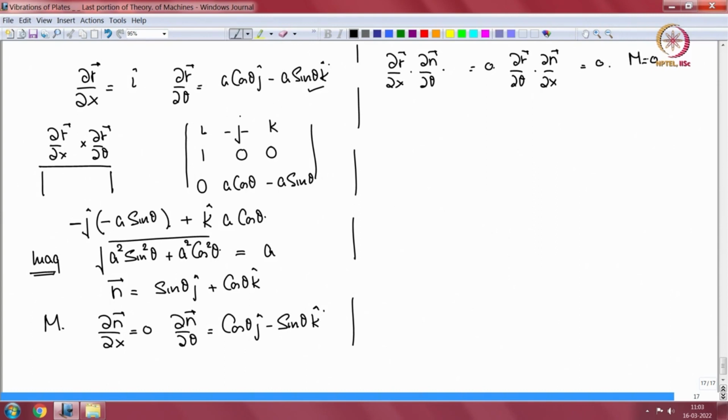Okay, so here also what did I do? I took the meridian as one axis, and as it rotates I took that as theta, and this as x. Therefore m is 0, and these are the principal lines of curvature.